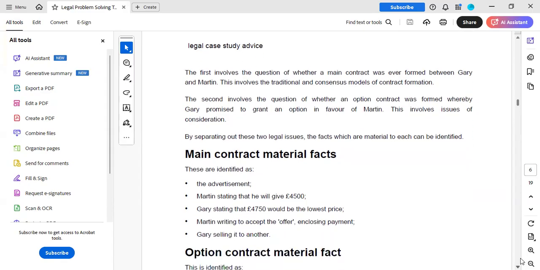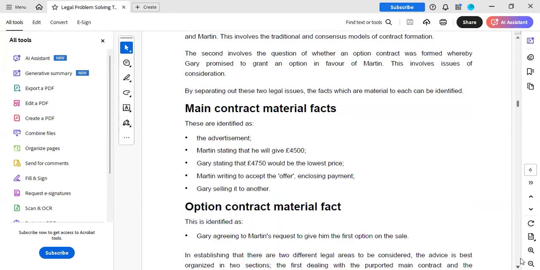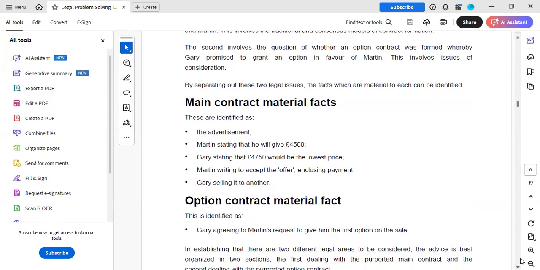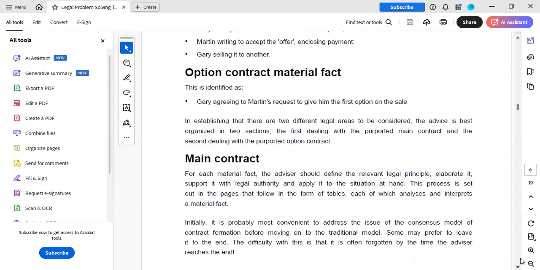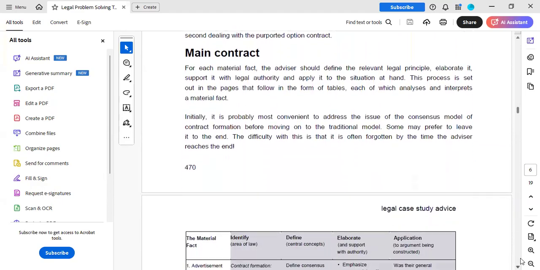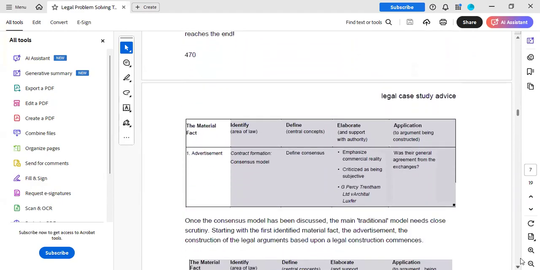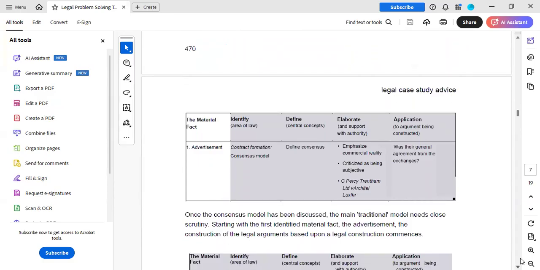For the main contract, we have material facts which we've identified: the advertisement, Martin stating that he will give £4,500, Gary stating he will give this, and the other material facts. Then for the main contract, you begin to line them up against each other. And this is how it will usually look: material facts, identification of area of law. It is from the material facts that you get your issues out.